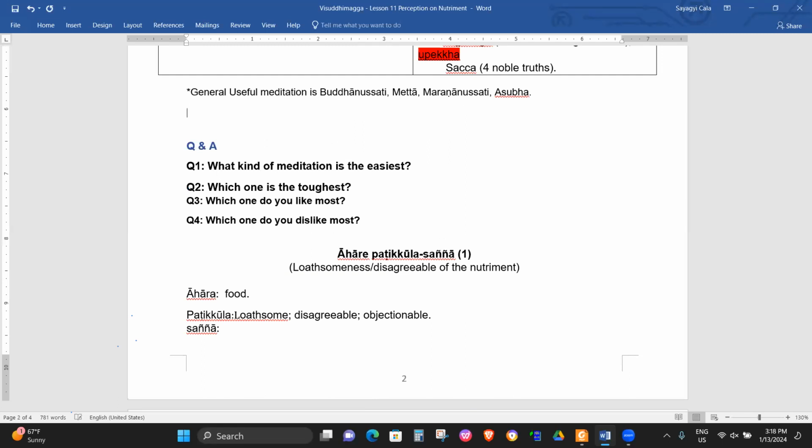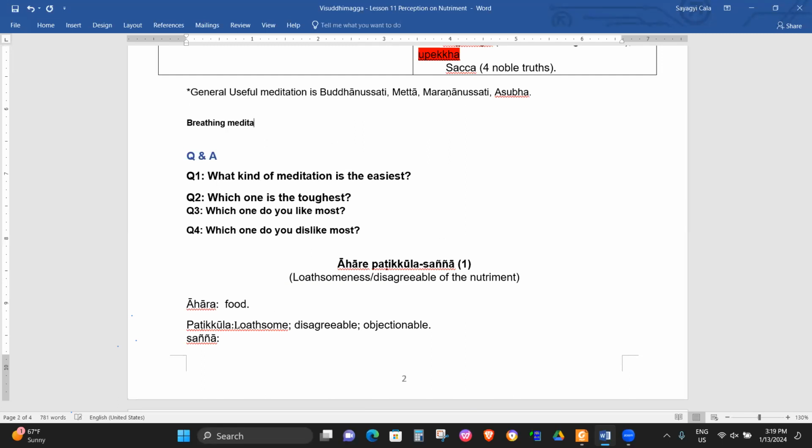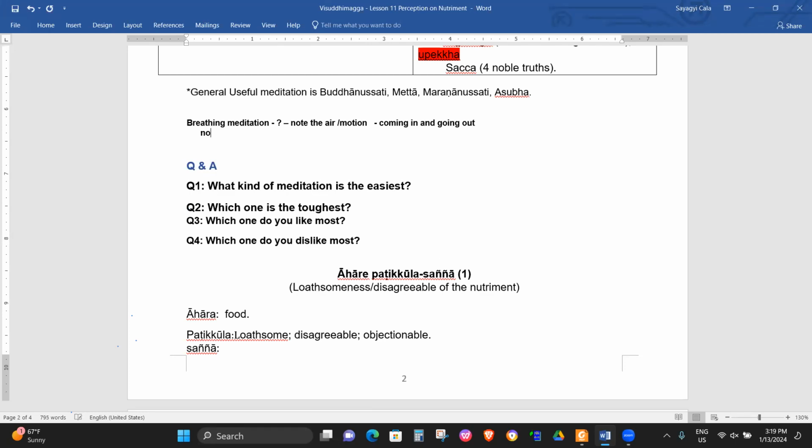Now, when we talk about breathing meditation, what is breathing? You can ask yourself. Actually, breathing meditation means noting the air, or the motion of the air coming in and going out. So when we say you note at the nostril or at the abdomen, this is called the place only. But the actual thing you should be aware of is what we call the ultimate Dhamma: the wind element, the air motion coming in, going out. That's the one we want.